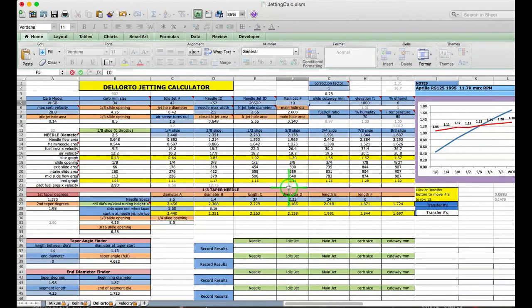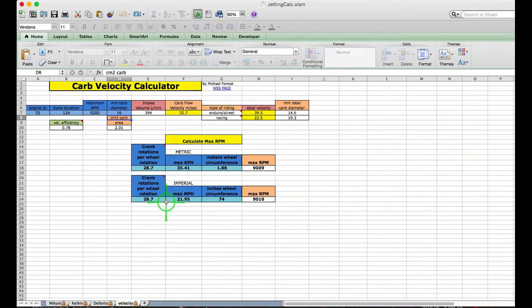Now I'm going to go small, and again you see that the effect goes all the way back to closed throttle. On this velocity calculator, I want to show you something. As you raise the carburetor size, the carb flow velocity is going to go down from 32.7, in this case, to 25.8. So, I don't know if you knew that, but yeah, the bigger they make the carb, the lower the velocity goes. And that velocity affects the jetting.